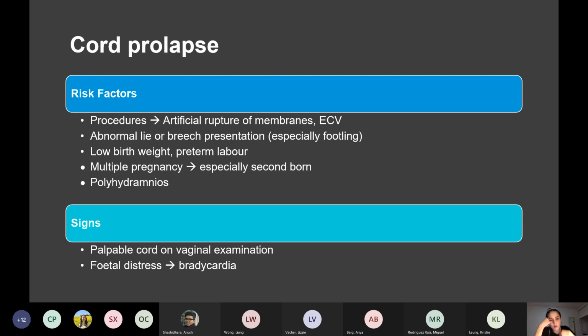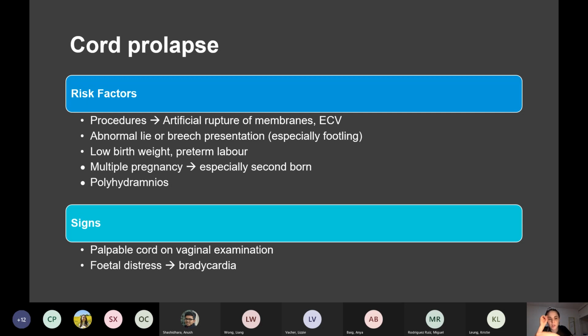So having an abnormal lie or breech presentation, especially footling. Footling presentation is basically when one foot is much below the rest of the body. Having a low birth weight, because it means that the baby's not taking up much room, so the cord can get below them, or being premature because again the baby's not very big.